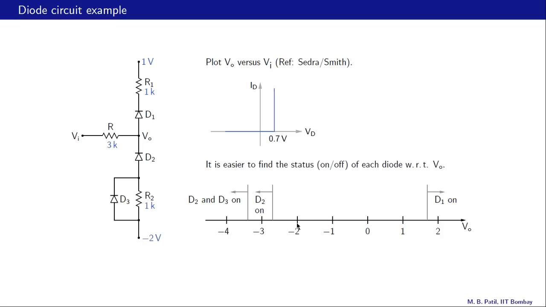So as Vo is reduced, that means increased in the negative direction, first D2 turns on, and after some point D3 also turns on. So in this region we have both D2 and D3 conducting. Here we have only D2 conducting. In this region none of the diodes is conducting, and in this region only D1 is conducting. Let us now look at this region and find the relationship between Vo and VI for that region.